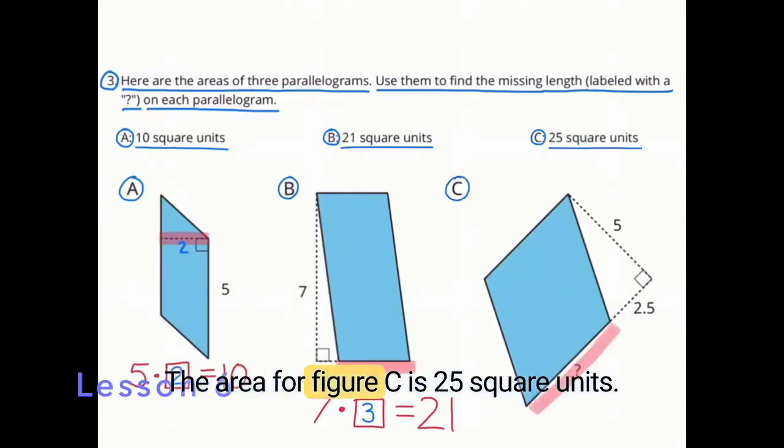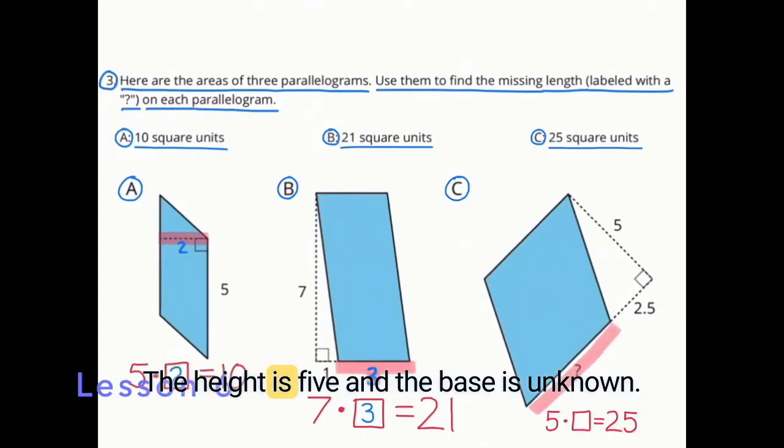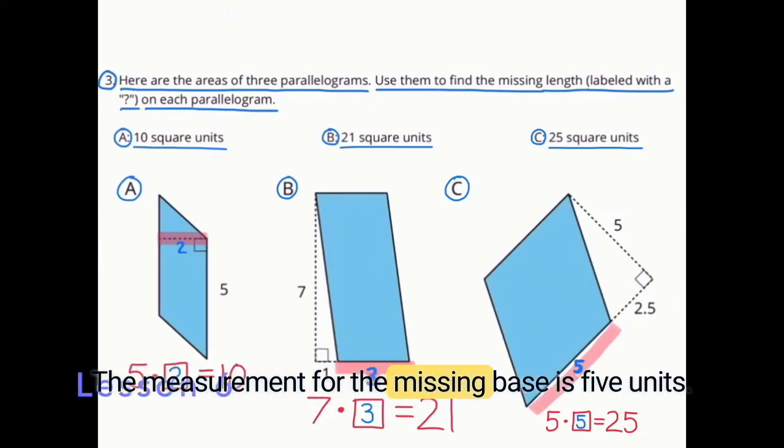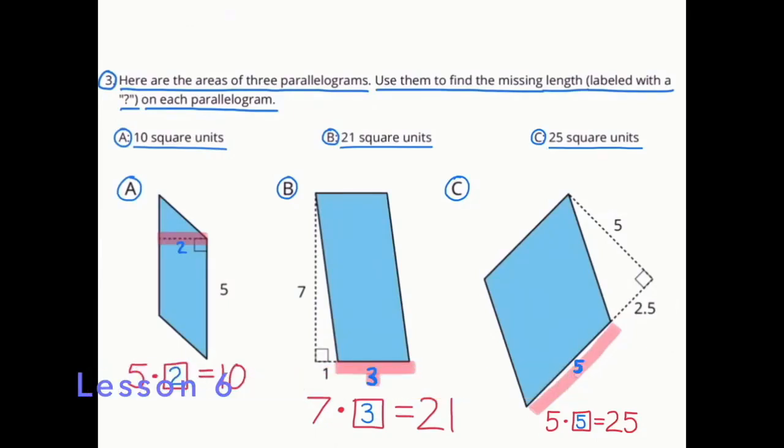The area for figure C is 25 square units. The height is 5 and the base is unknown. 25 divided by 5 is 5, or 5 times 5 is 25. The measurement for the missing base is 5 units.